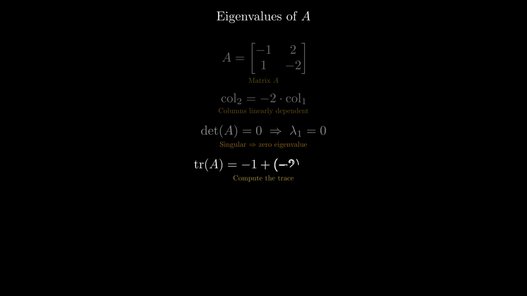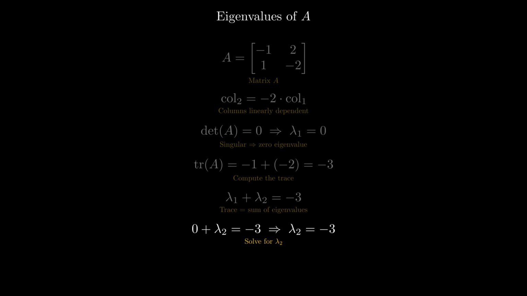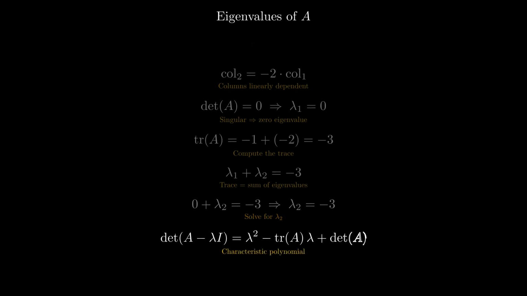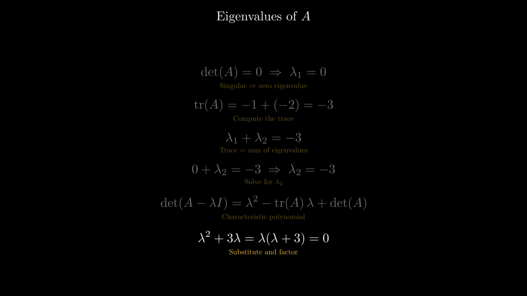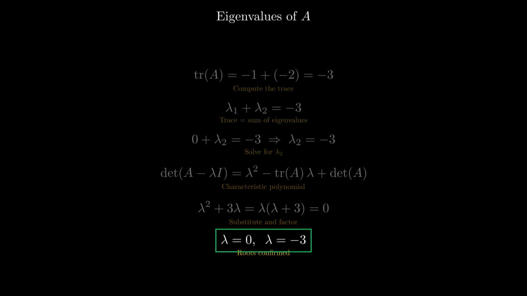For the second eigenvalue, we use the trace. The trace is the sum of the diagonal entries, -1 plus -2, which equals -3. Since the trace equals the sum of the eigenvalues, we have 0 plus lambda 2 equals -3, so lambda 2 equals -3. Let's verify with the characteristic polynomial: lambda squared minus trace times lambda plus determinant. That gives lambda squared plus 3 lambda, which factors as lambda times the quantity lambda plus 3. The roots are 0 and -3, confirmed.